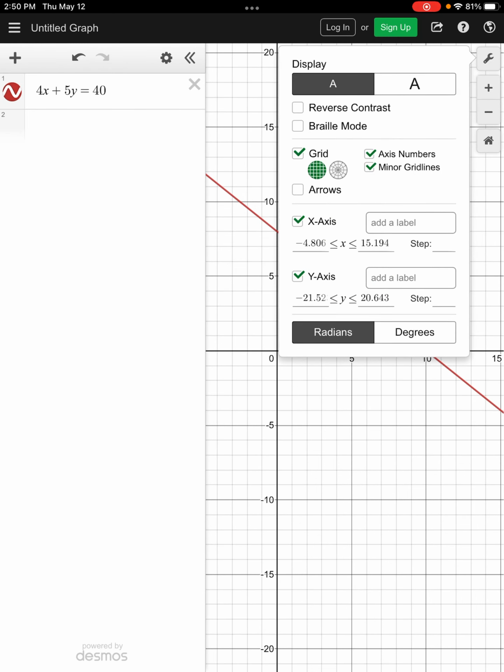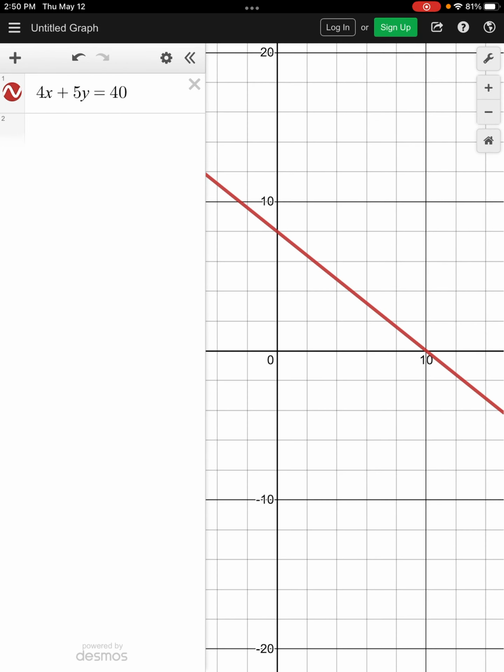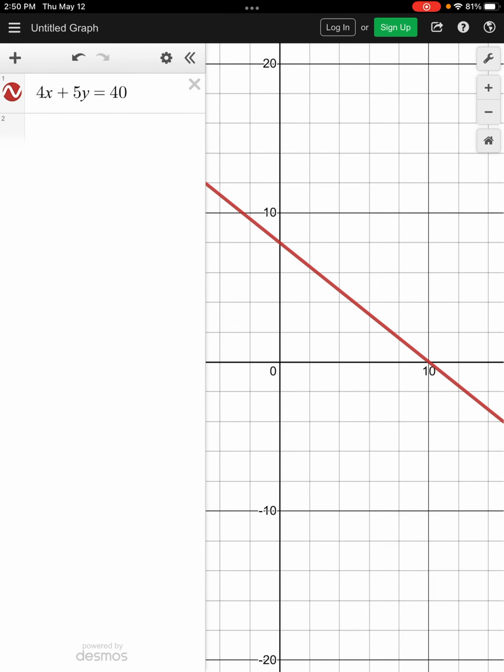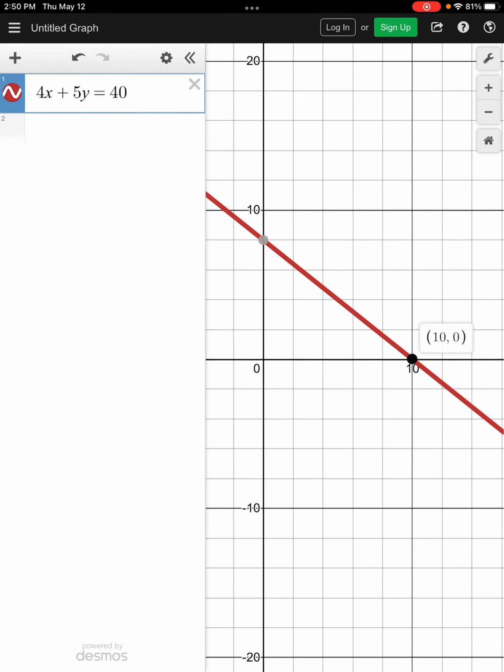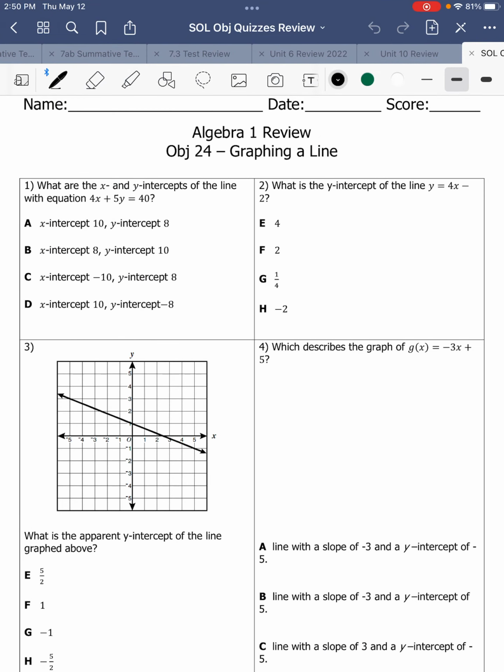So I put it into Desmos, and I'm looking along the x-axis, which is the horizontal, and that's 10. That's the x-intercept. Now the y-intercept is the vertical line. That is the y, and that is 8. So the x-intercept, where it crosses the x-axis, is at 10. The y-intercept, where the graph crosses the y-axis, is at 8.